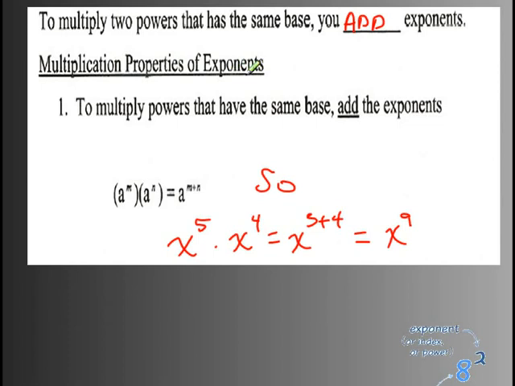So, the multiplication properties of the exponent. To multiply powers that have the same base, add the exponents. So I have a to the m times a to the n. This is a property. And so if I have x to the 5th times x to the 4th, it equals x to the 5 plus 4, which is x to the 9th.